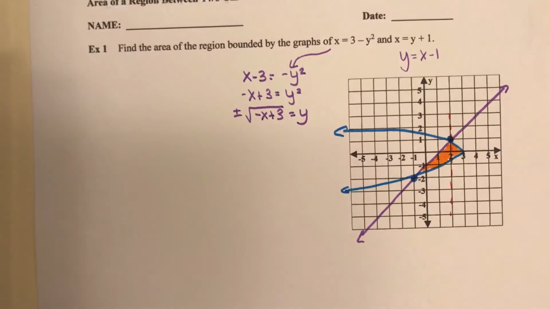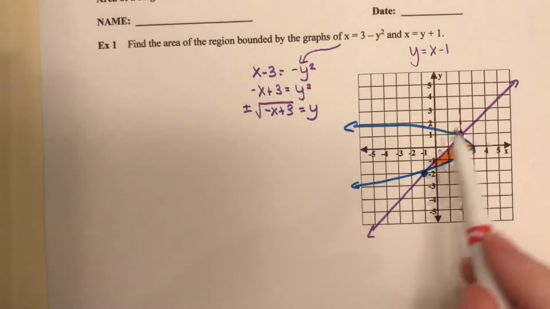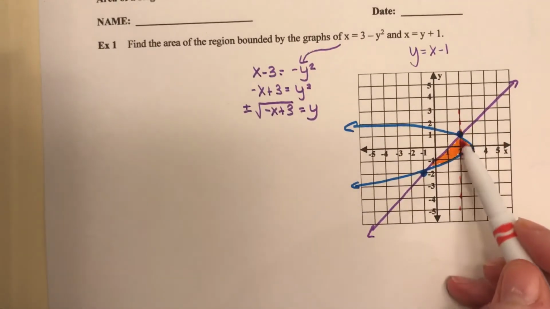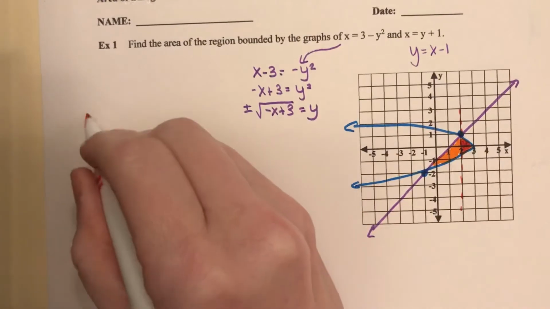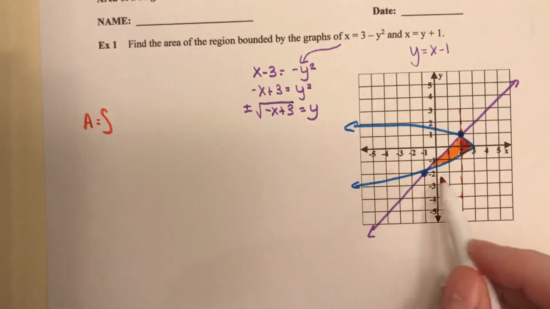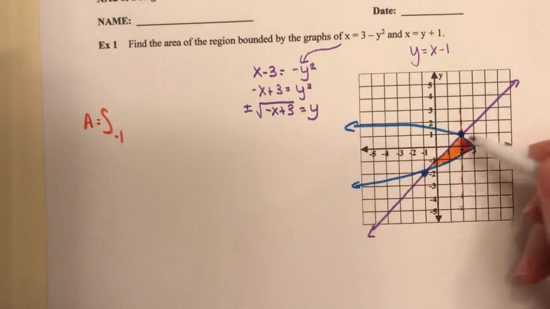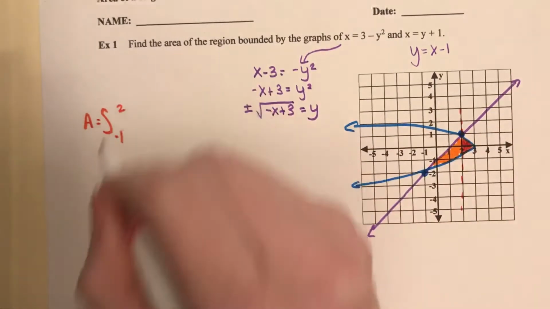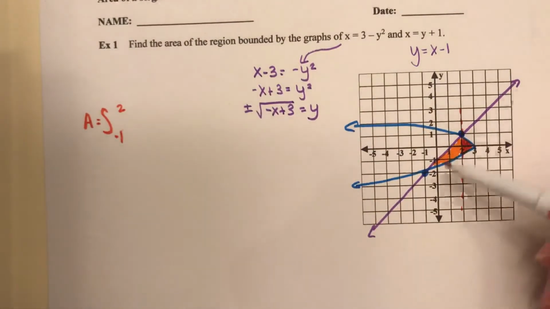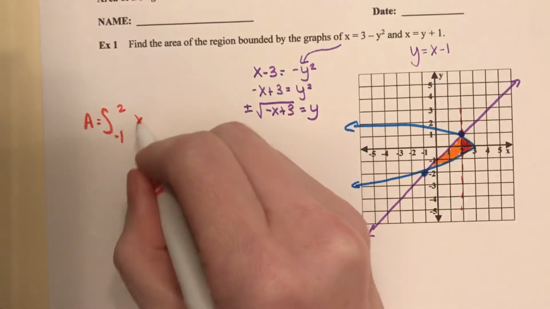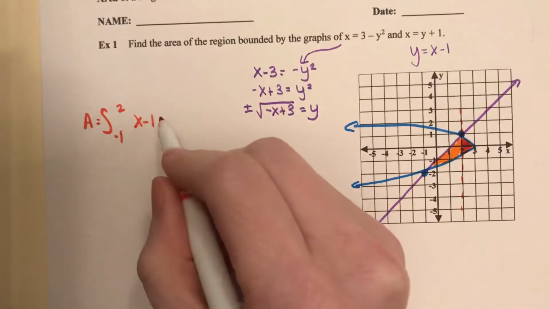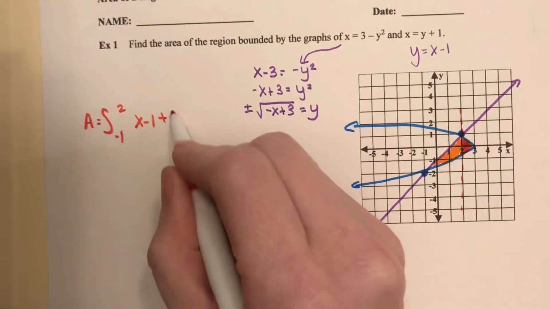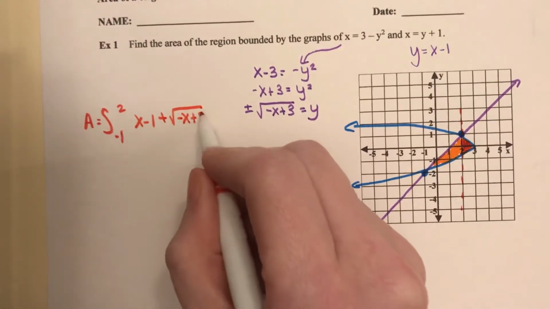So I'm going to show you 2 different ways to do this. So if I had to do it that way, I'd have technically 2 shaded regions. So my first shaded region right here, I would go with the integral from negative 1 to 2 of top minus bottom. Now the purple line's on top, so that's x minus 1. Minus the bottom parabola, so that's a negative already, so that would really be a plus root negative x plus 3.